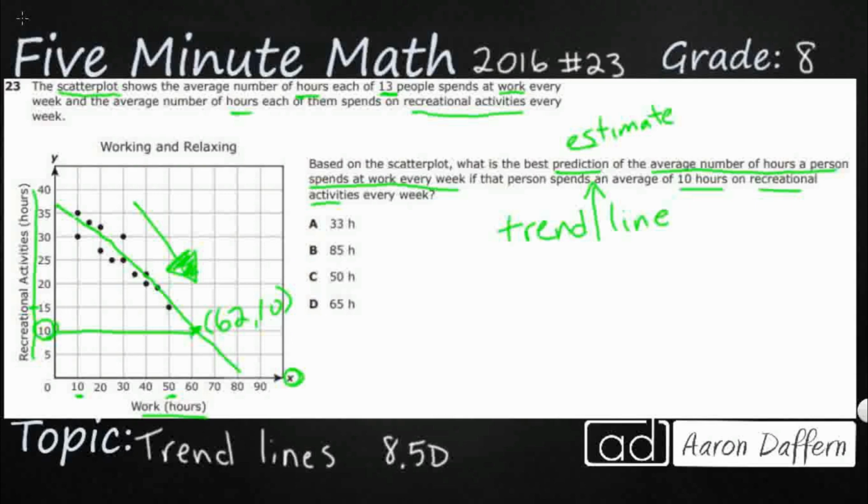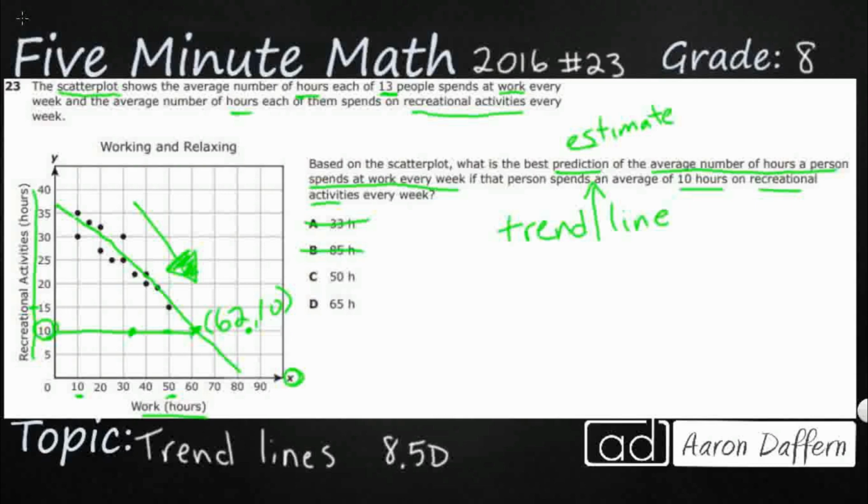So let's see what our options are. A says 33. Well, that's not going to work, because if we put that 33 right there, that's probably going to be right around there. Obviously, that does not follow the trend line, so that's no good. 85, wow, that's right around there. That's where that trend line becomes very helpful. That's nowhere near the trend line, so 33 is too little, and 85 is too much.